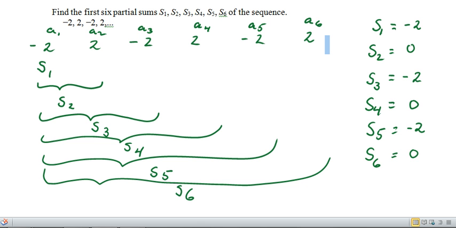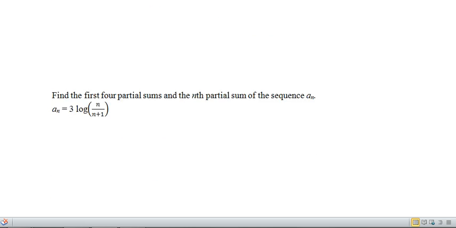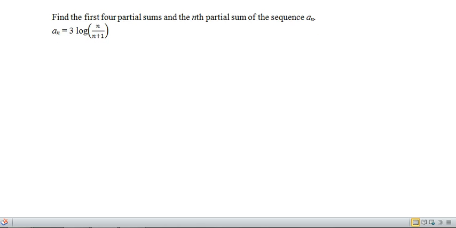Now let's look at another example. Find the first 4 partial sums and the nth partial sum of the sequence a sub n, where a sub n is 3 times the common log of n divided by n plus 1. So let's write out the first 4 terms of the sequence. A1, A2, A3, and A4.